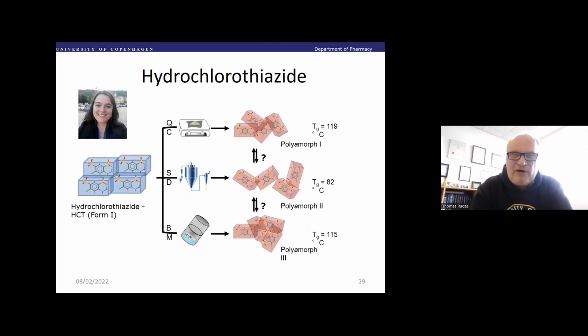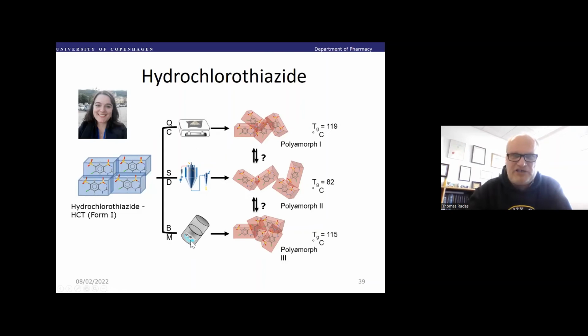So what has been found earlier, in fact, by Danny Morlin and from Kiki Bergström's group, is that hydrochlorothiazide, if you prepare it by quench cooling, I believe, or by spray drying, you get very different glass transition temperatures. So very different, more different than you would expect based on different cooling rates or something like that. So now we have almost 35 or so degrees different between one polymorphic form and the other. And we repeated these experiments and we found fairly similar glass transition temperatures after quench cooling, spray drying, and then yet a third one after ball milling.